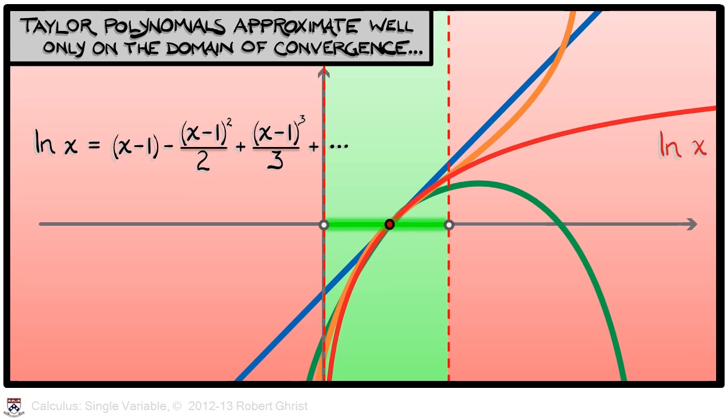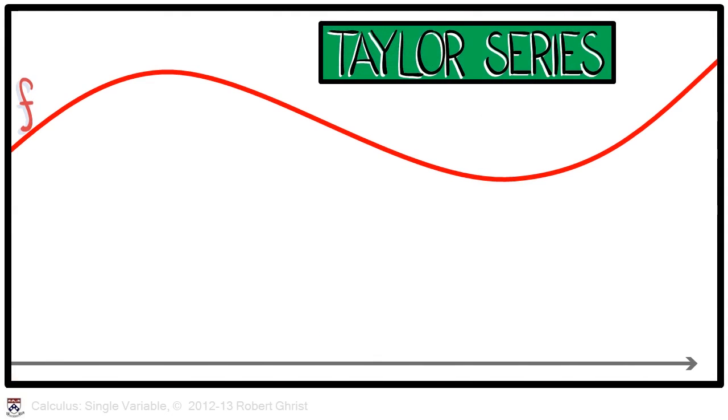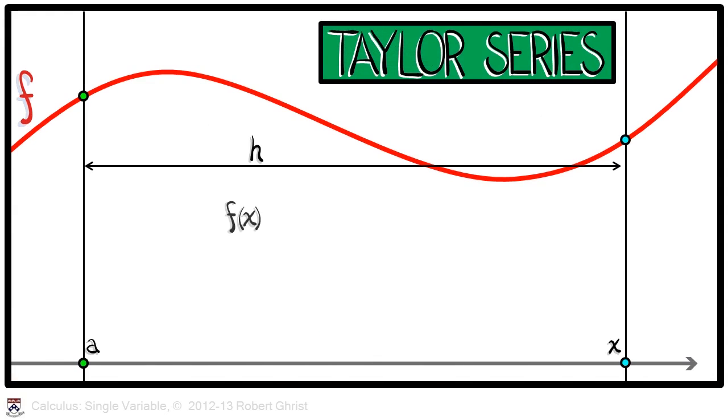What do we do if we want to approximate log of x outside of this domain? Well, you need to do a Taylor expansion about a different point, someplace close to where you want to approximate. It's a bit easy to get confused with all of the different notation associated with Taylor series, so let's review.